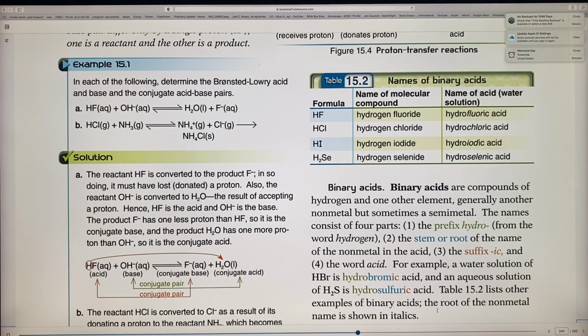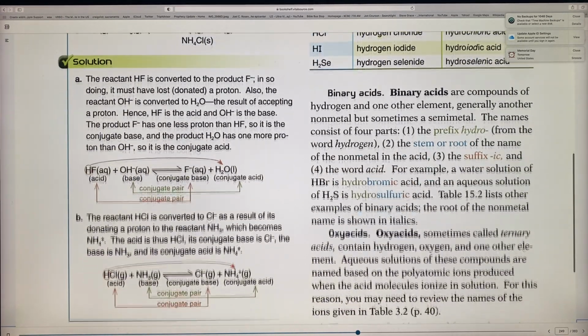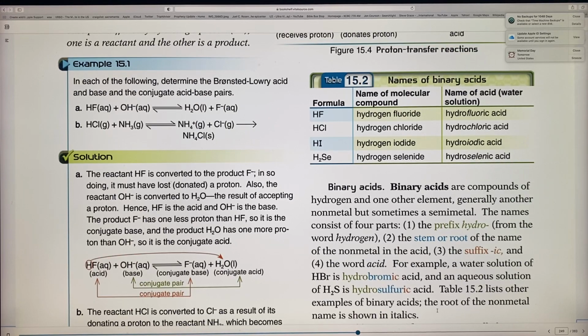Example 15.1 here. Let's go over this because you might have one of these to do. So in each of the following, determine the Bronsted-Lowry acid and base and the conjugate base of these pairs. So let's see how to do this. Let's do this first one. This is HF, hydrogen fluoride, and we have OH, the OH meaning holding it as a base, onto water and fluorine. So here, basically, you're freeing up this hydrogen fluoride with hydroxide, right?